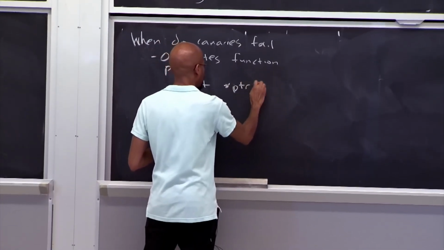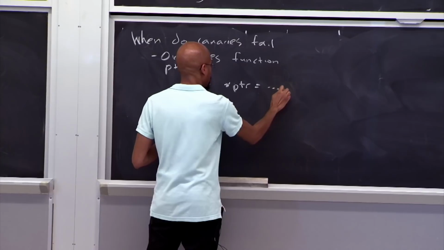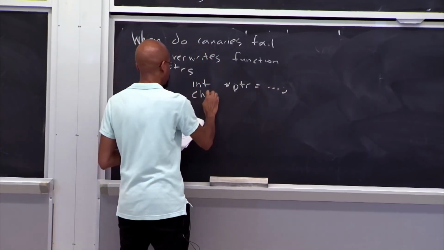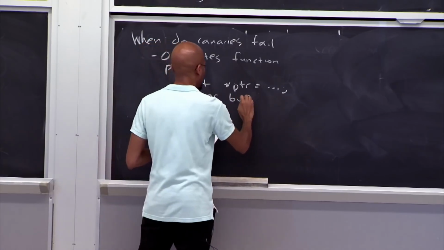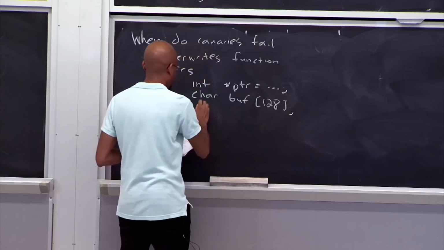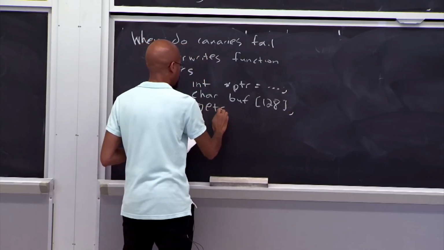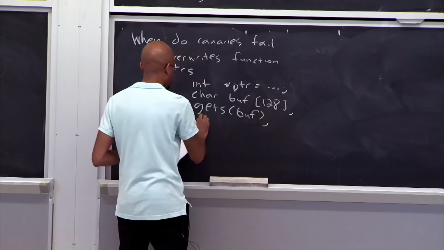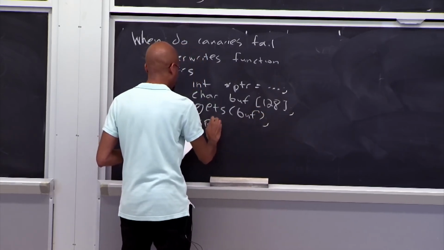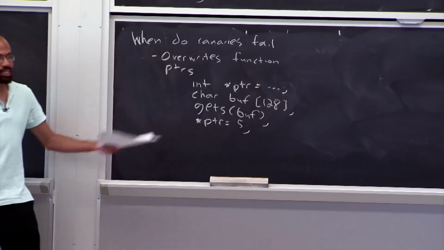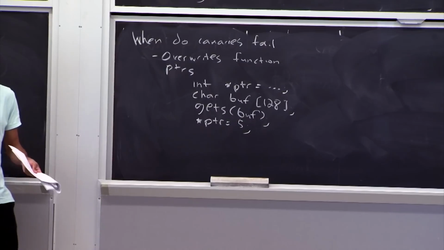So for example, let's say you had code that declared a pointer. It gets initialized in some way, it doesn't really matter. Then you have a buffer here. Once again, the gets function rears its ugly head. And then let's say down here, we assign some value, 5 let's say, to the pointer.